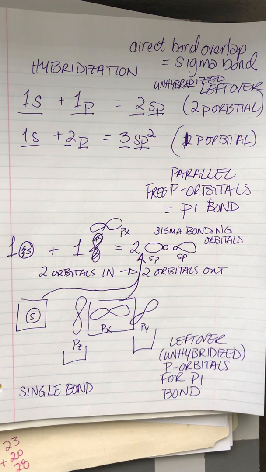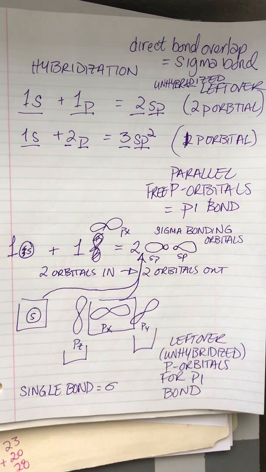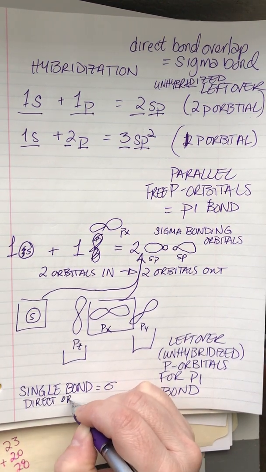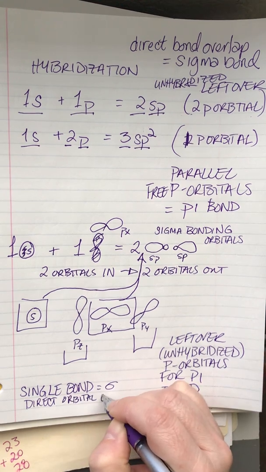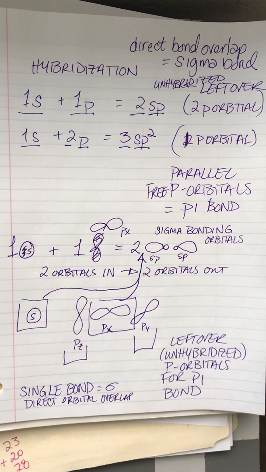Okay. So a single bond is always a sigma bond. Sigma bonds have direct orbital overlap, right? Do you guys know what I mean by orbital overlap? Like sharing of a bond.